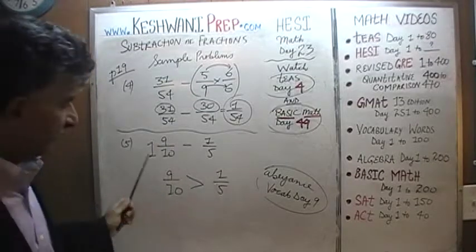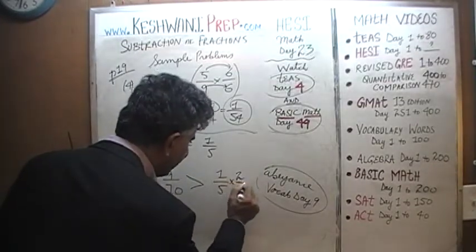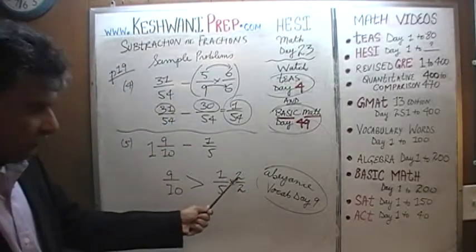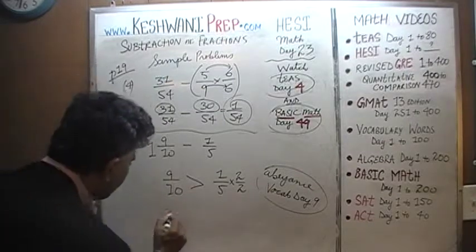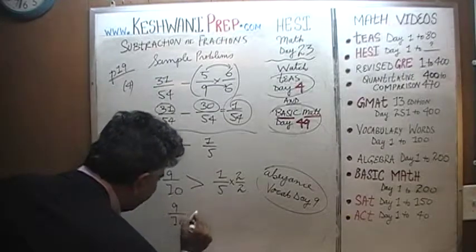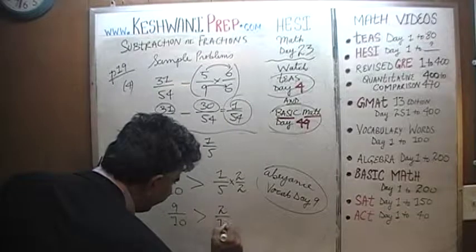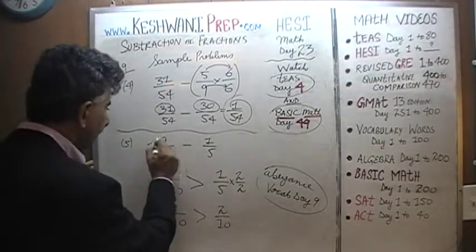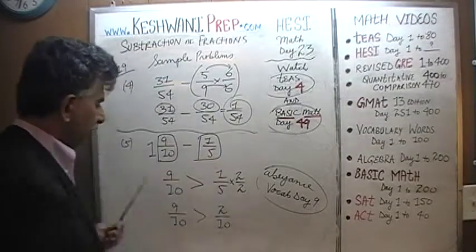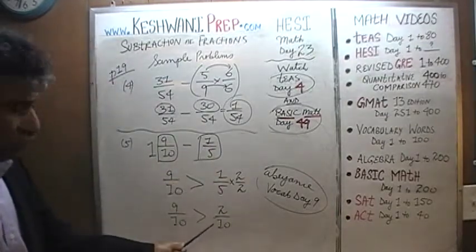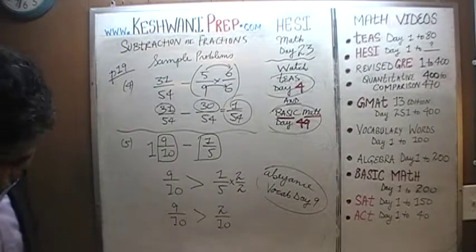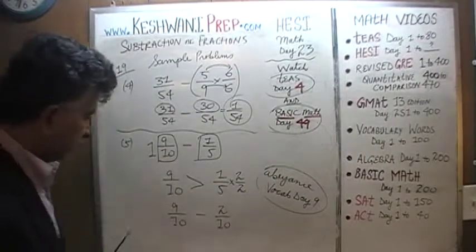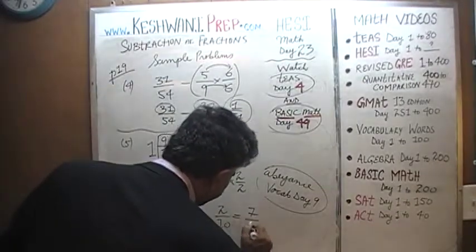Because if you multiply top and bottom of 1 fifth by 2, you will see that 1/5 is simply 2/10. 1 times 2 is 2, so 2/10. And of course, 9/10 is more than 2/10. Since 9/10 is more than 2/10, you can simply subtract these two fractions separately. 9/10 minus the fifth, which is same as 2/10, is 9/10 minus 2/10, which is just going to be 7/10.